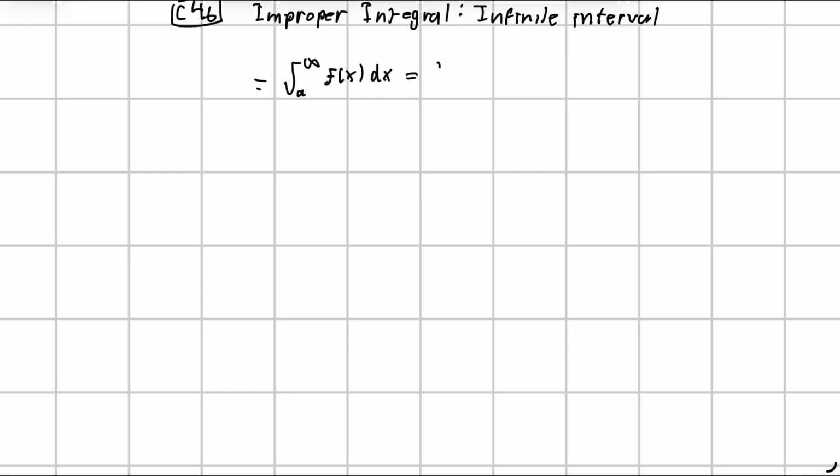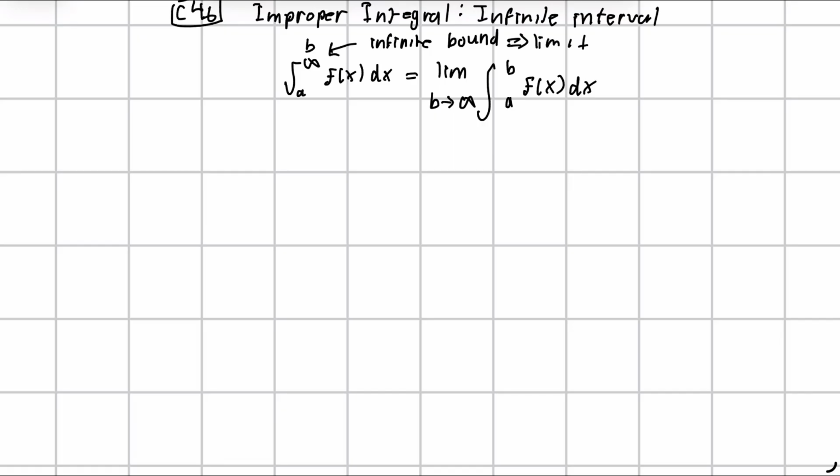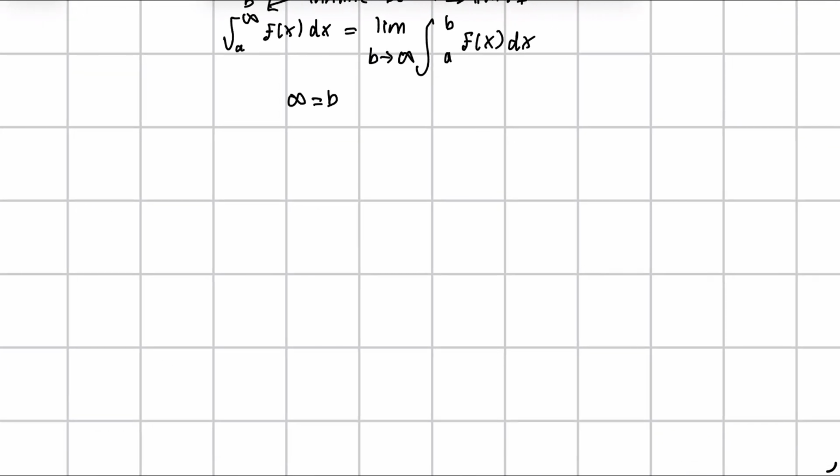this is basically another way of saying the limit as b approaches infinity, because b is our upper bound, right. We're going to have the integral from a to b of f of x dx. So what we have to know is that if you have an infinite bound, that is going to imply you need the limit. So basically you're going to replace infinity with b, and then we are going to integrate, and then we take the limit as b approaches infinity, and then we decide, does it converge or diverge.